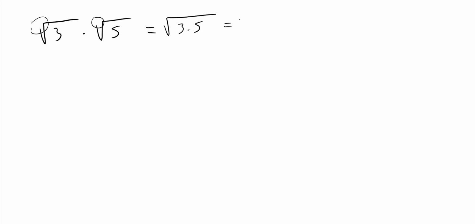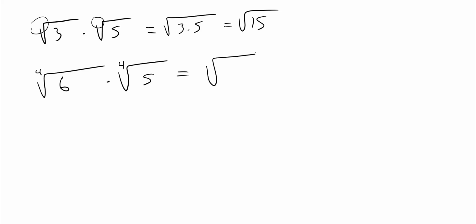Real quickly, this is just some basic multiplying. If I give you the square root of 3 times the square root of 5, it's really easy as long as these are the same, which of course these are, the square root. It's a 2. You can just multiply these together. So it's really the square root of 3 times 5, or the square root of 15. Super easy. So again, if I have the fourth root of 6 times the fourth root of 5, I can get the fourth root of 30. That's pretty easy, right?